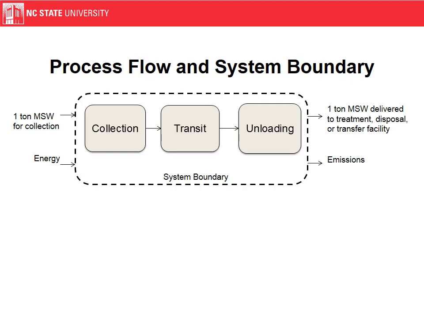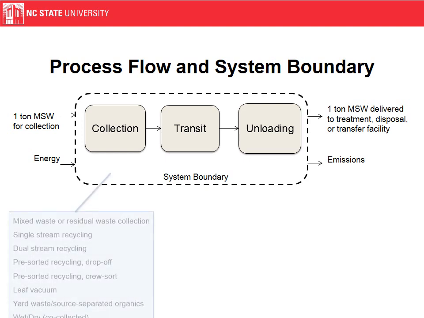This slide illustrates the process flow for collection and the system boundary. So, different from some of the other processes that are included in the SWOLF model, collection is somewhat simple in that all of the waste coming in goes out in the same form. There's no transformation of the mass. Basically, we have 1 ton of waste collected and 1 ton of waste delivered to a treatment, disposal, or transfer facility. Along the way, there is energy going in that includes collection vehicle fuel and emissions coming out.